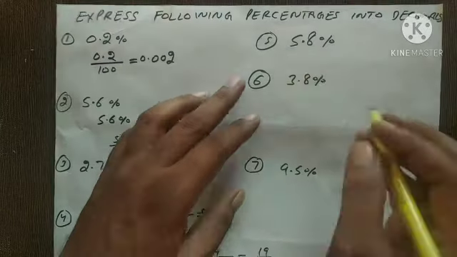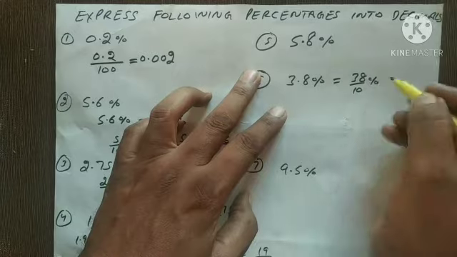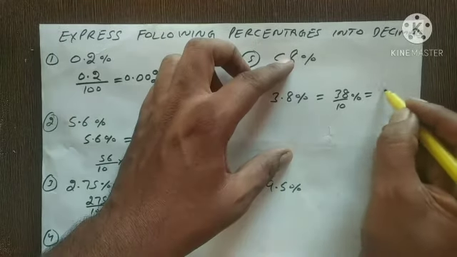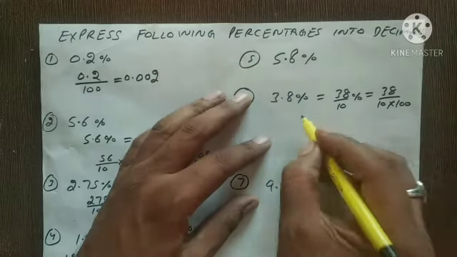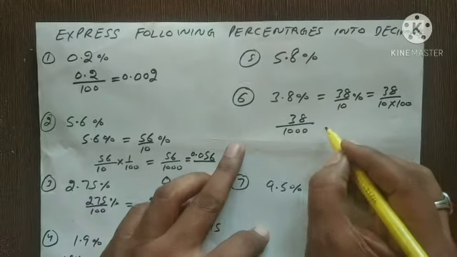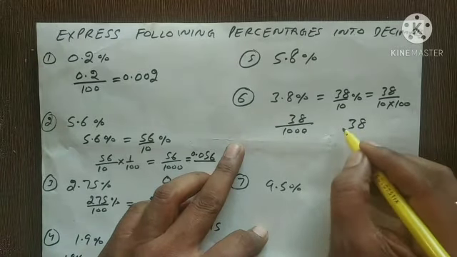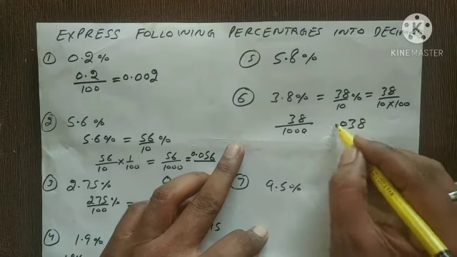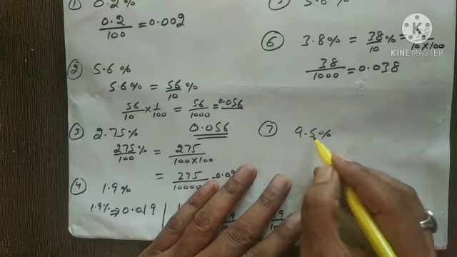Now 3.8%. 3.8% means 38 over 10%. 38 over 10% means 38 over 10 multiply 100. So 38 over 1000. Now 1 2 3. So 1 2 3. This is the answer.